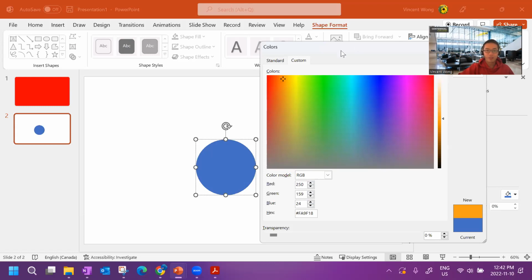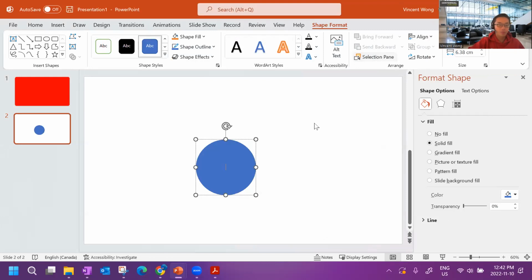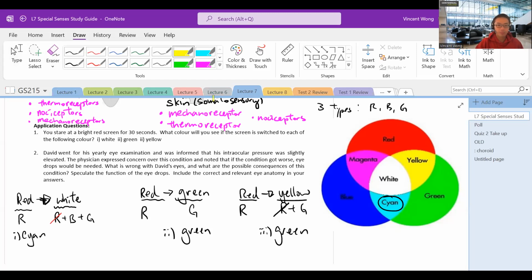Excellent. Thank you. So let's go back to our study guide here. Question number 2. This was quite simple. David went to his yearly eye examination and was informed that his intraocular pressure, which sounds like a big word but just means the pressure inside his eyes, was slightly elevated. The physician expressed concern over his condition and noted that if the condition got worse, eye drops would be needed. What is wrong with his eyes and what are possible consequences of this condition? Speculate the function of the eye drop, and include correct and relevant eye anatomy in your answer.